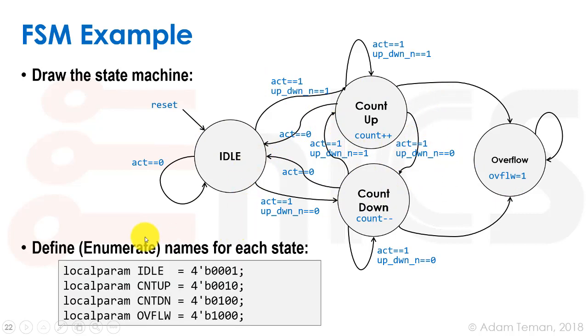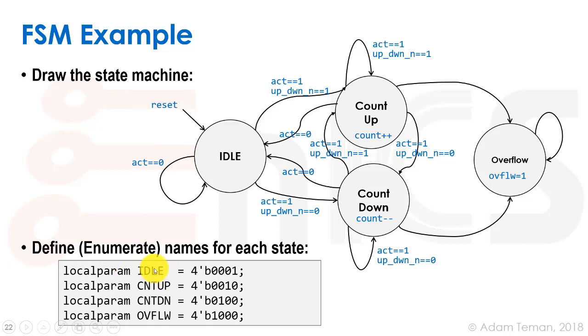First of all, we have these different states, and since there are 4 states, we can use just a 2-bit vector to describe all 4 states, but what we should do is enumerate them. We should give them names, so we don't call them 1, 2, 3, 4, but rather call them idle, count up, count down, and overflow. What we use is something called a localparam. We could also use a parameter. We could also use a tick define, but the best practice is to use a localparam.